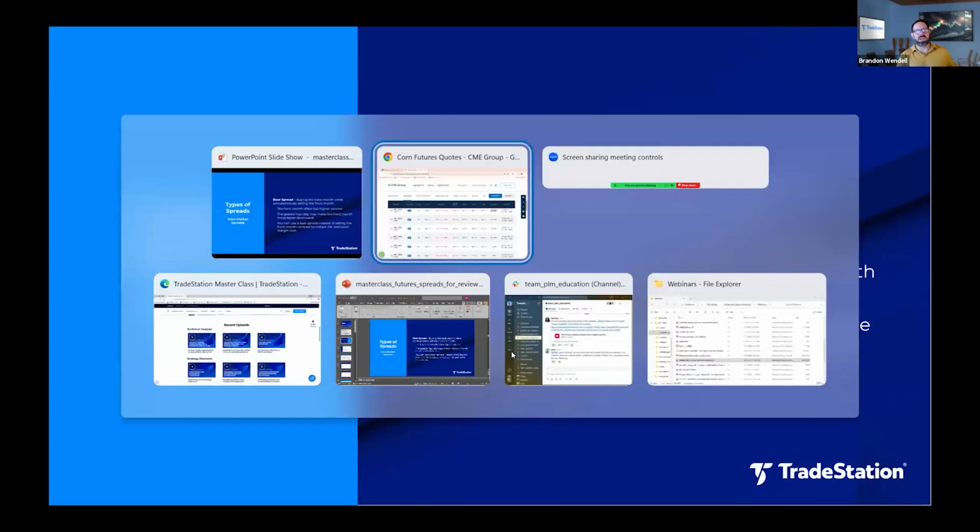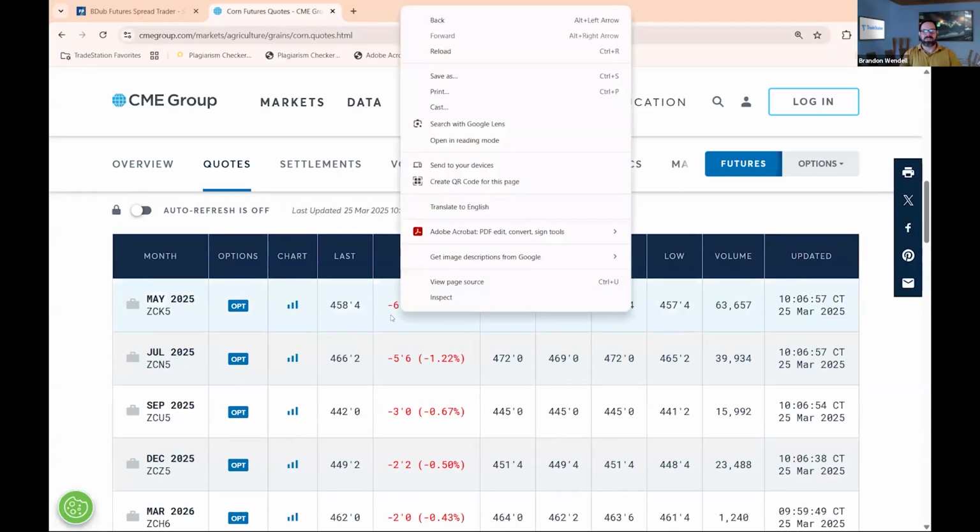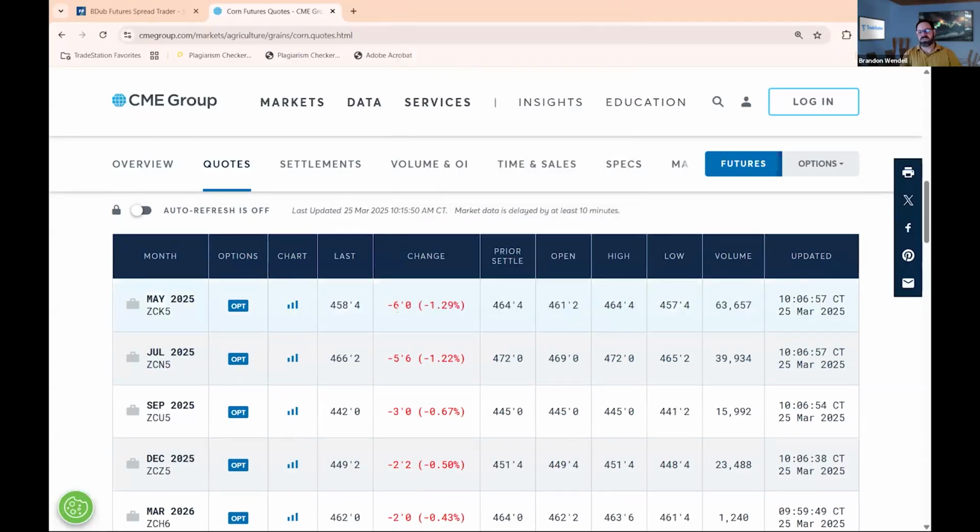So again, this morning, had you shorted the May corn contract, that went down by 6 points. That's $300. It's $50 per point. If you had bought the September contract, that went down 3 points. You would have been losing $150.